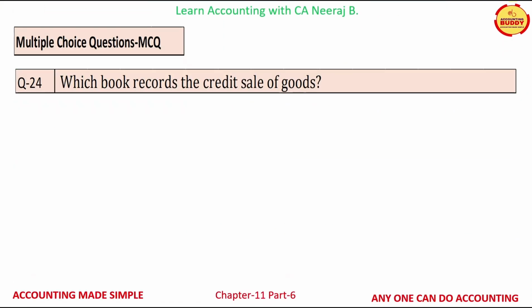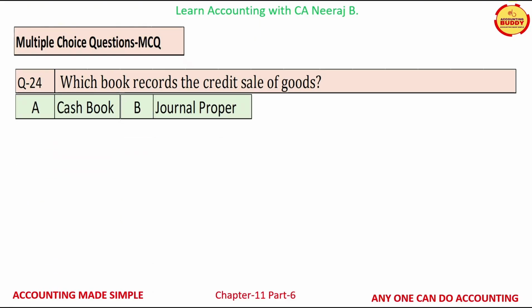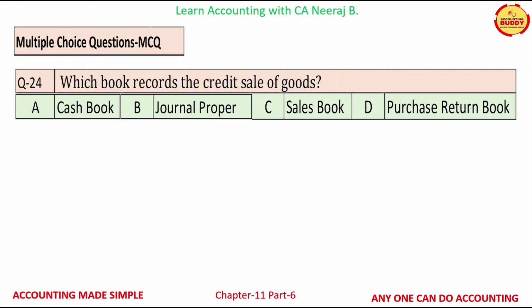Question number 24 is, which book records the credit sale of goods? And the available options are option A, cash book, option B, journal proper, option C, sales book, and option D, purchase return book. And the correct option is option C, sales book.